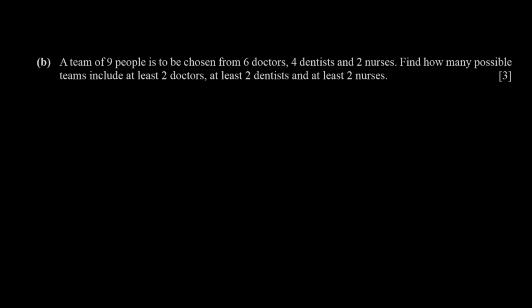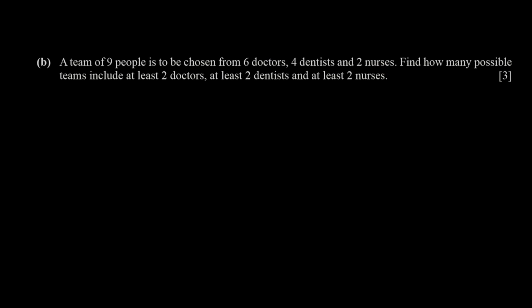Okay, part B of our permutations and combinations style question. A team of 9 people is to be chosen from 6 doctors, 4 dentists, and 2 nurses. Find how many possible teams include at least 2 doctors, at least 2 dentists, and at least 2 nurses. Now, this looks like it's going to be very complicated, but actually there's one thing you should know that is going to simplify things a lot, which is that if we need at least 2 nurses, then that means that these 2 nurses are definitely going to be included, right? So we've got no choice. We've got to include these 2 nurses.